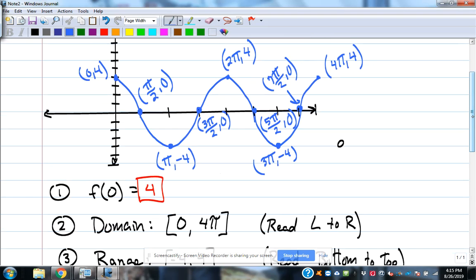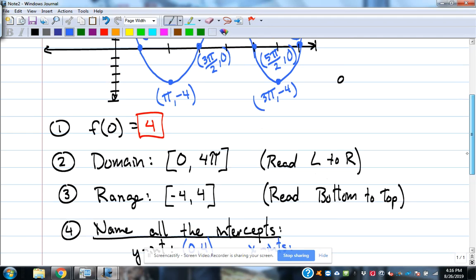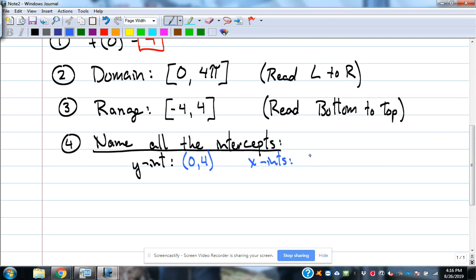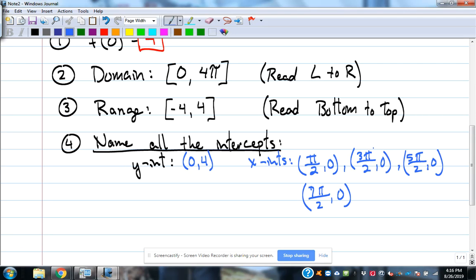So that's saying, where is it crossing the X-axis? Well, here's a spot. It's at pi over 2, 0. Here's another one, 3 pi over 2, 0. Here's a third one, 5 pi over 2, 0. And there's a fourth one at 7 pi over 2, 0. So it's at all of those places. Those are all X-intercepts. So pi over 2, 0. 3 pi over 2, 0. 5 pi over 2, 0. And then 7 pi over 2, 0. So all of those ordered pairs are the intercepts for this particular graph.